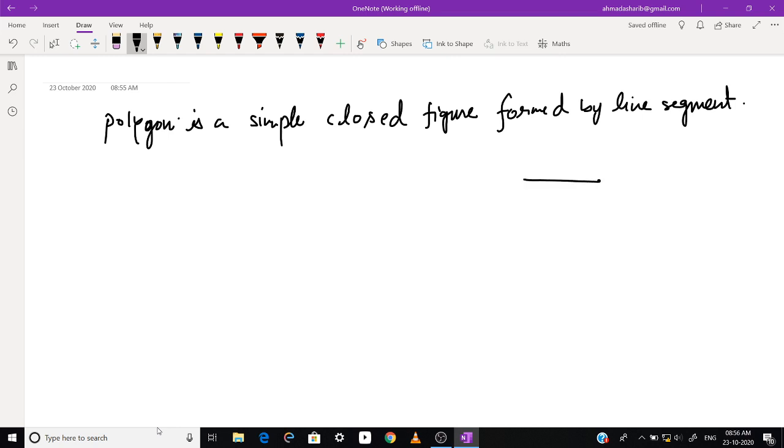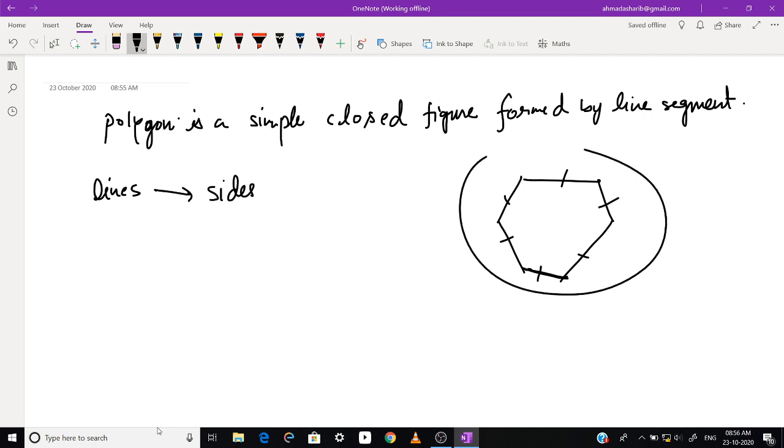For example, this is a polygon. How many lines are there? 1, 2, 3, 4, 5, 6. There are 6 lines. So these lines are called sides. How many sides are there? There are 6 sides in this figure. Polygons are named according to the number of sides they have.